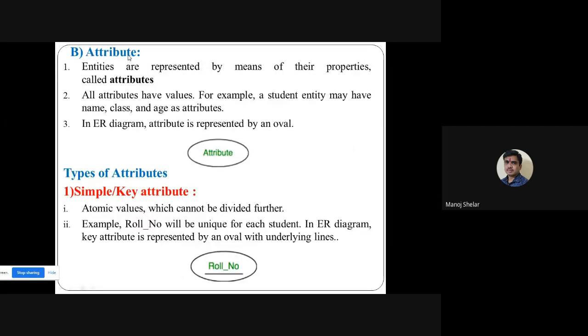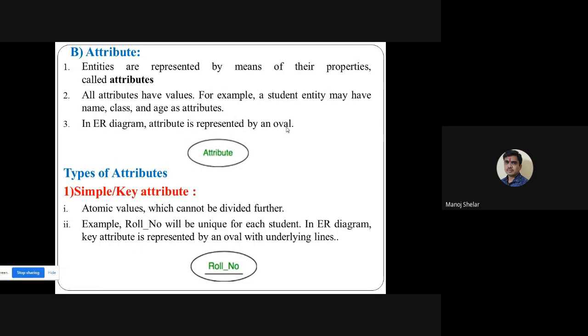And then attribute. Entities are represented by means of their properties called attributes, and it is denoted by an ellipse or oval. All attributes have values. For example, a student entity may have name, class and age as attributes. So suppose student is one entity, then name is an attribute, class is an attribute and age is an attribute. In an ER diagram, an attribute is represented by an oval. Simple. In attributes there are also several types.